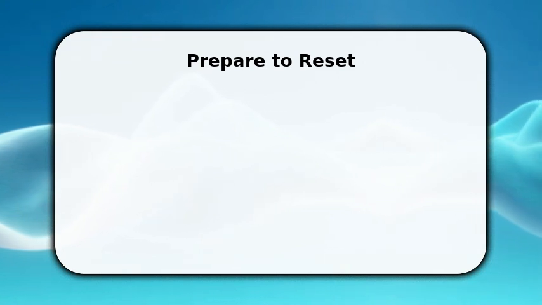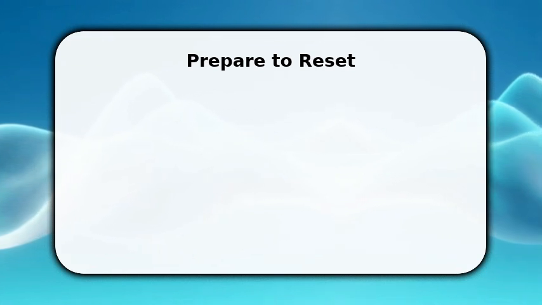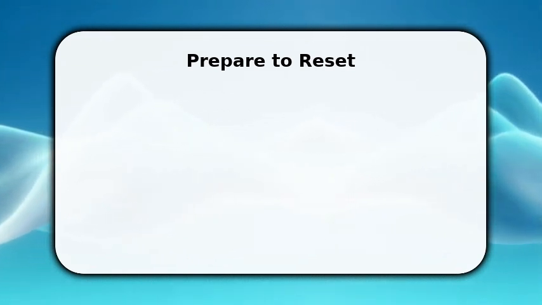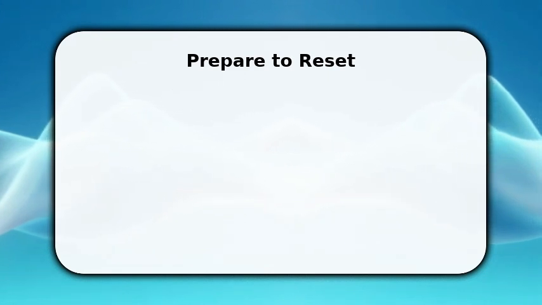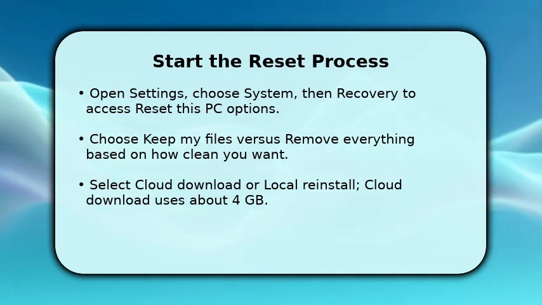Note any unique software keys and copy them to a safe place. Know your Microsoft account email and password to sign back in after reset. Open Settings, choose System, then Recovery to access Reset This PC options. Click Reset This PC and then choose an option to begin the process.